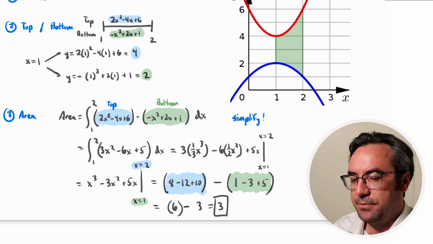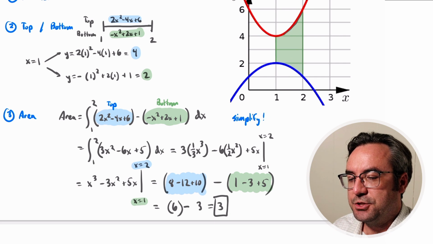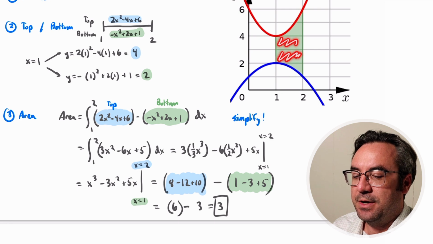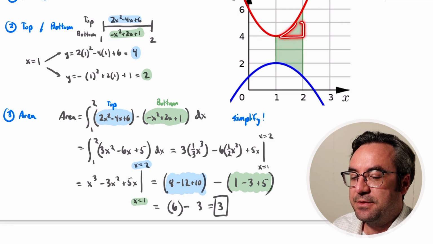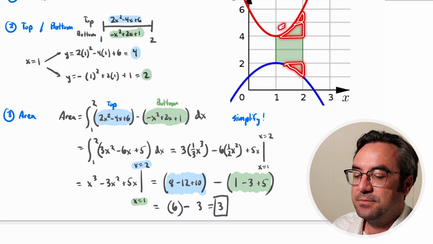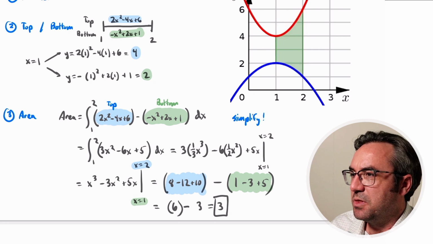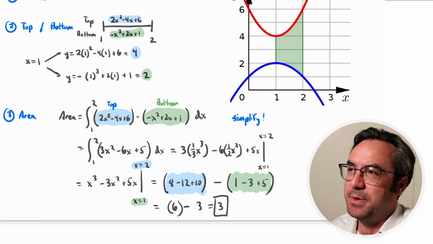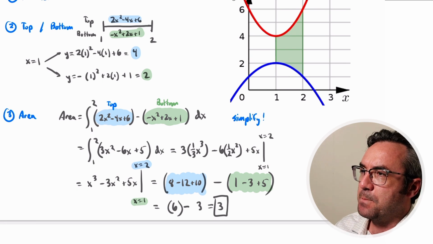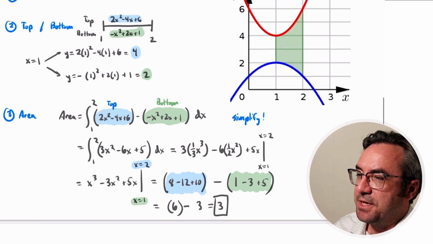And that seems plausible. Because if we look at the shaded region we were just looking at, well, we've got one square unit here, another square unit, and then it looks like if we could take this piece and this piece and this piece and merge them all together, that seems reasonable that would be one square unit as well. So the area for this region is 3.